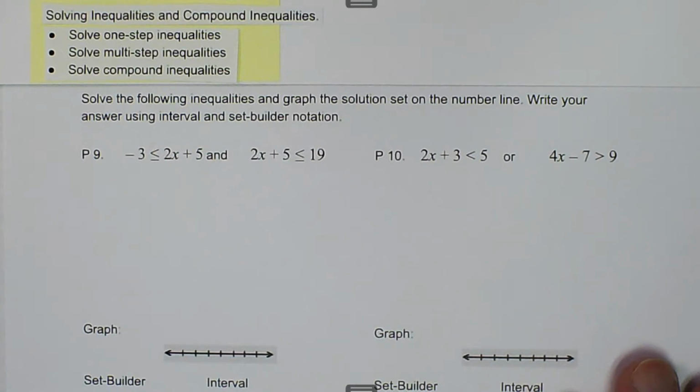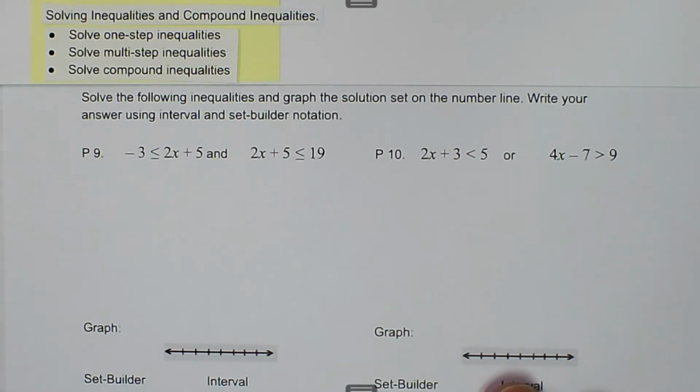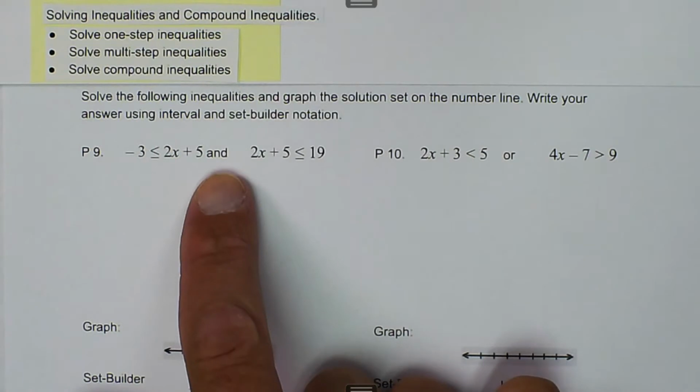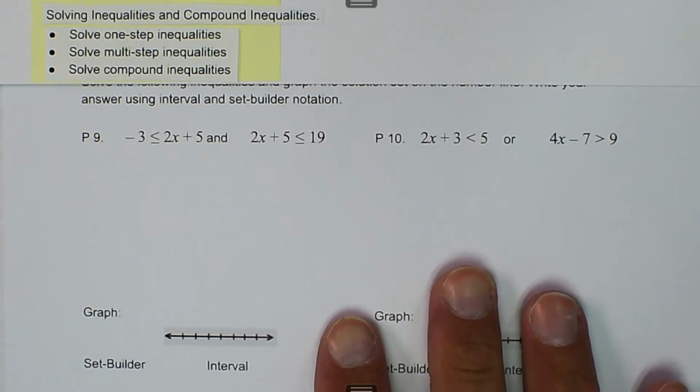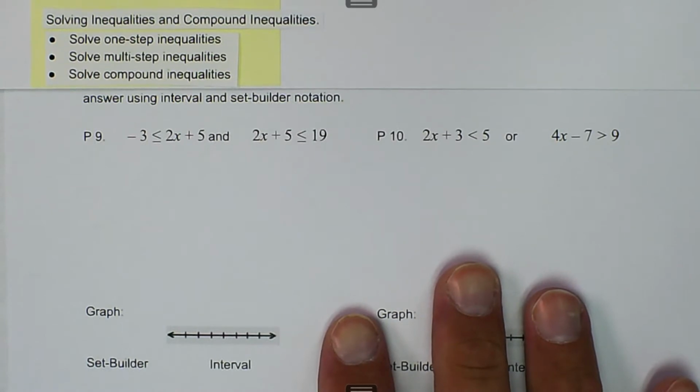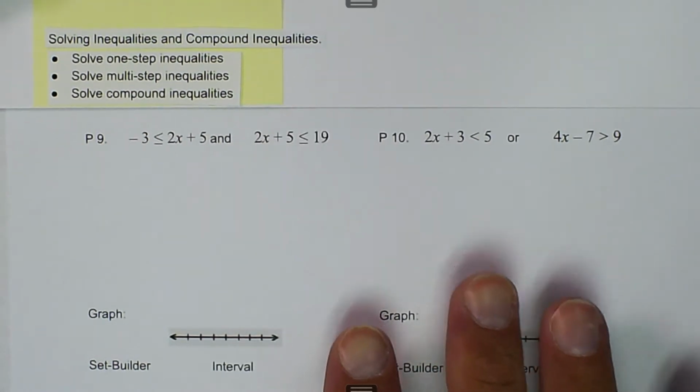We are solving inequalities and compound inequalities, and in this case we want to solve the following inequalities and graph the solution set on the number line. Write your answer using interval and set builder notation. So this one we have compound inequalities because we are joined by the conjunction and or. So for practice 9 and 10, we are going to use our compound inequalities.